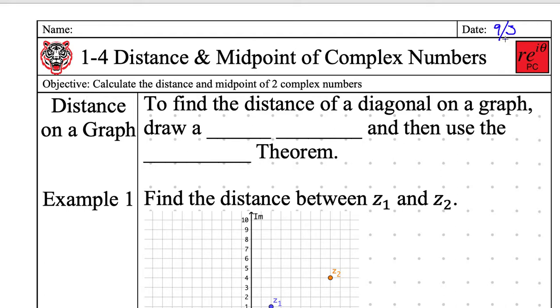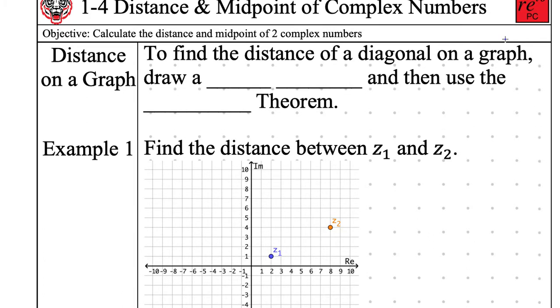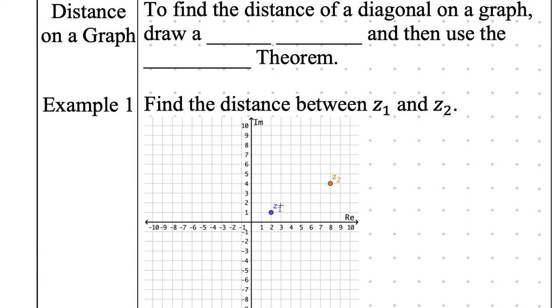All right, so distance on a graph. I always start with the graphical representation. I like to see a picture and then do the actual math behind it. So to find the distance of a diagonal on a graph, we need to draw what? So think of example 1. I want to find the distance between z1 and z2. It's going to be some diagonal line.